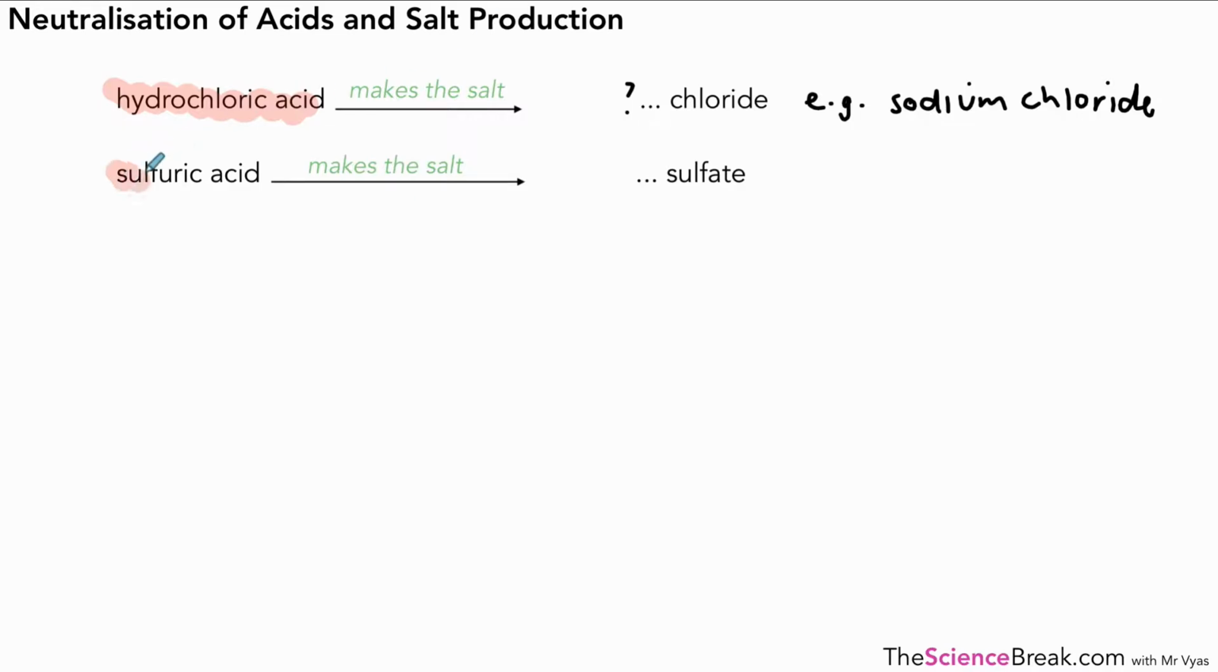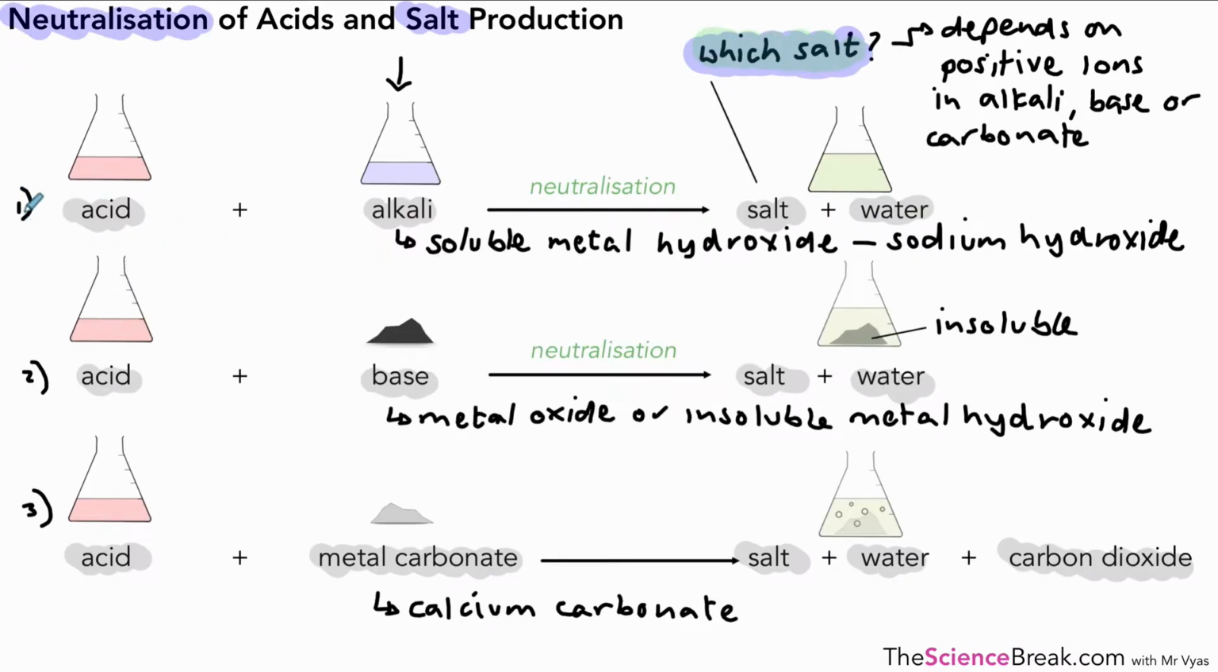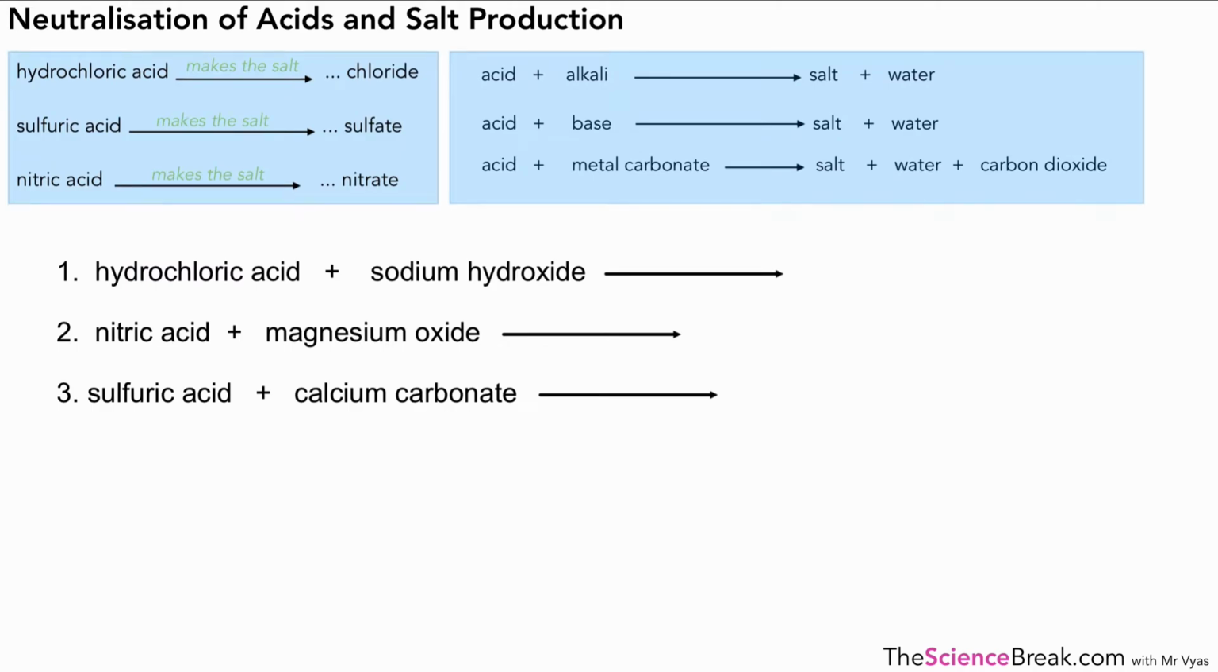Sulfuric acid will make a sulfate, and an example of that is sodium sulfate. So that's a salt made from a reaction with sulfuric acid. And the last one is nitric acid, and that makes a nitrate salt. And again, an example could be sodium nitrate. But which one of these depends on which acid we use and which of the three chemicals we have from this slide here, whether it's an alkali, a base, or a metal carbonate.